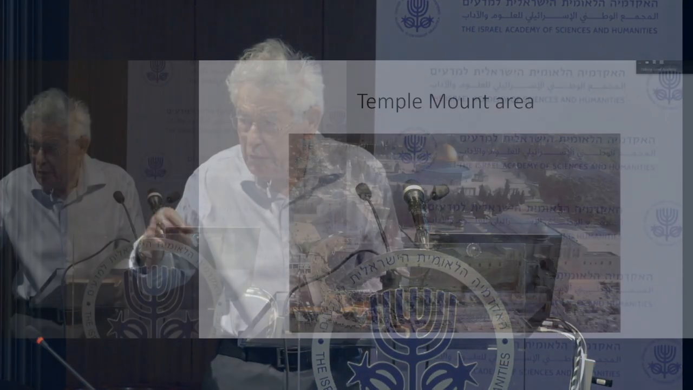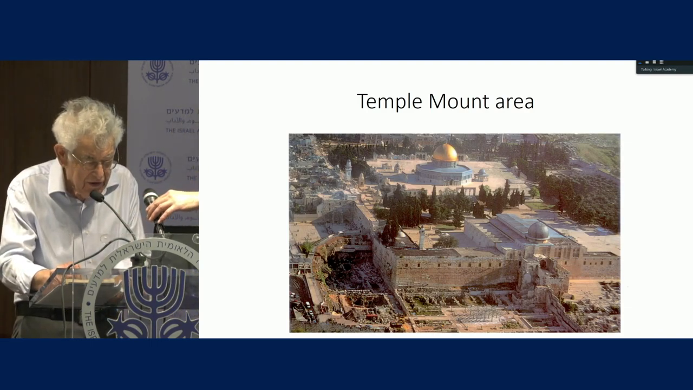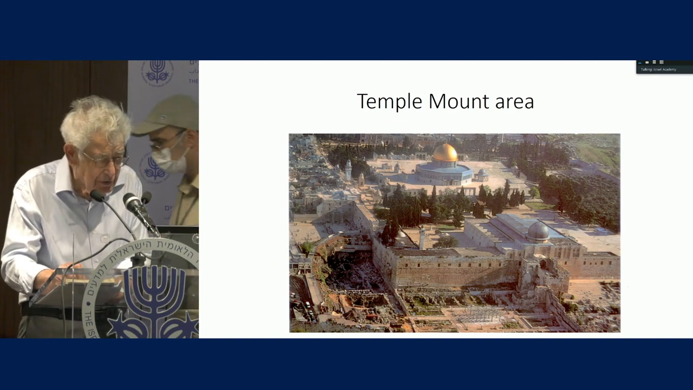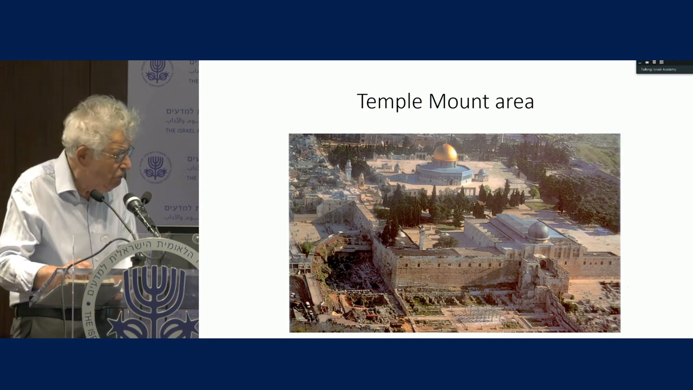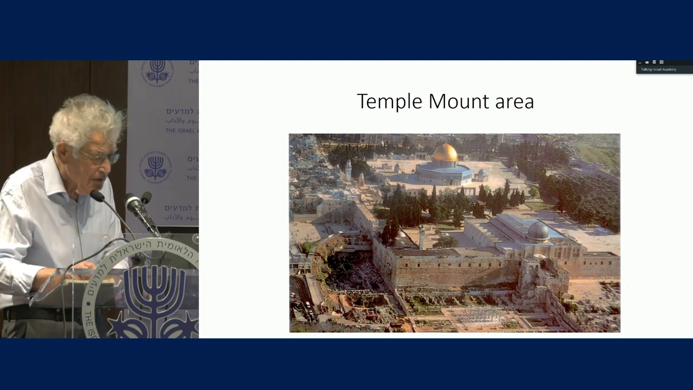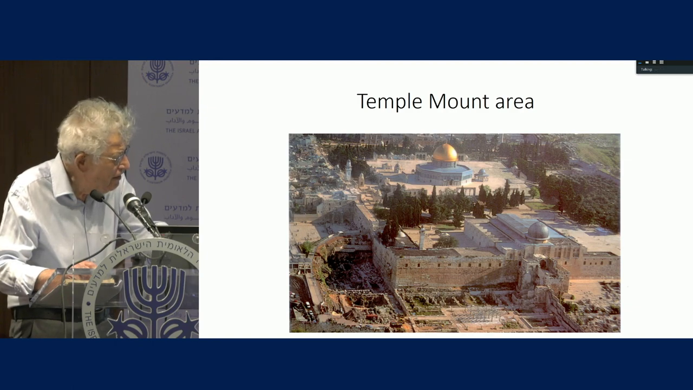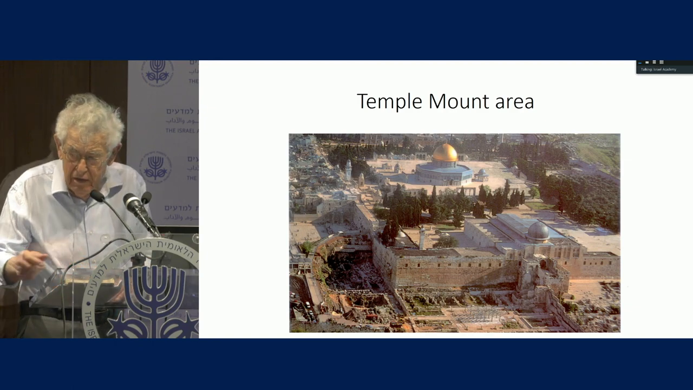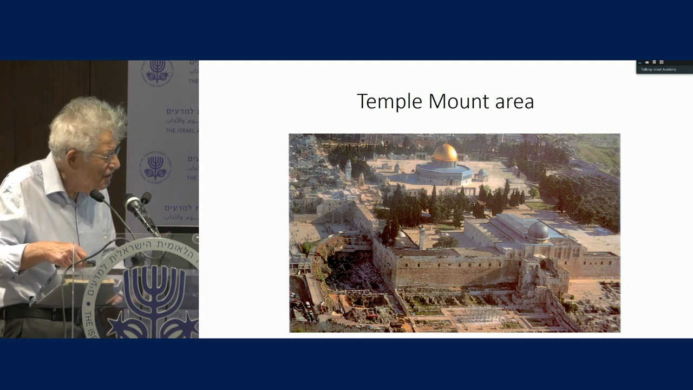I will start by giving the definition of a few things which are going to be repeated in the lecture itself. First one is the Temple Mount or the Haram al-Sharif. It's not all of it, but two parts are important. One, this one. This is what is called today Masjid al-Aqsa, and this is the Dome of the Rock.